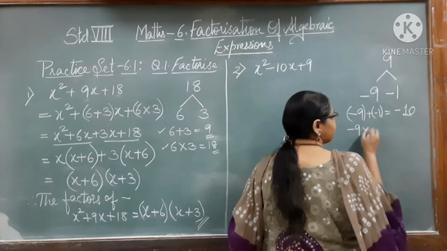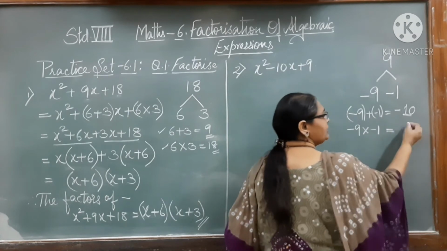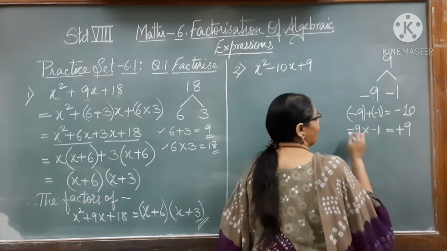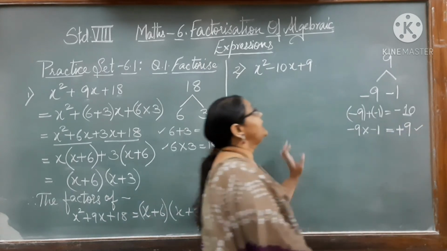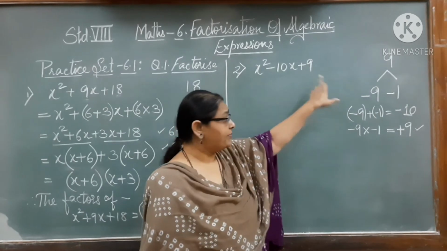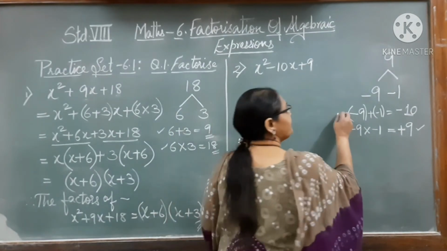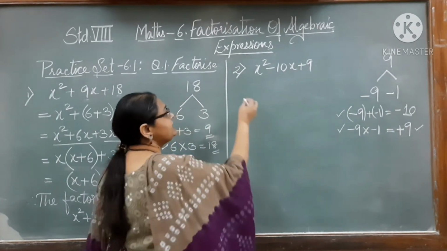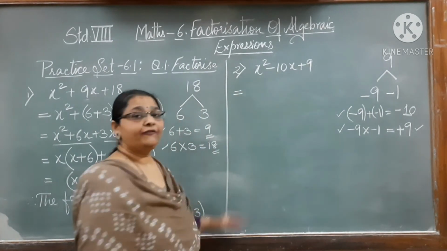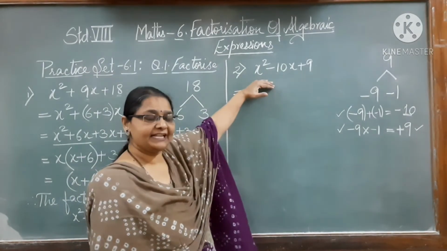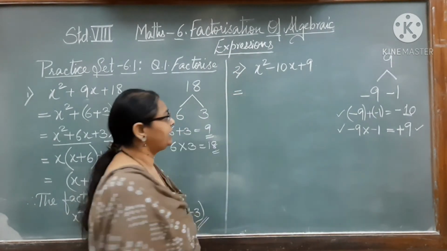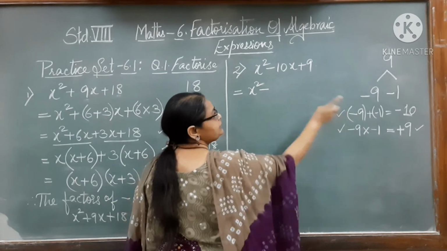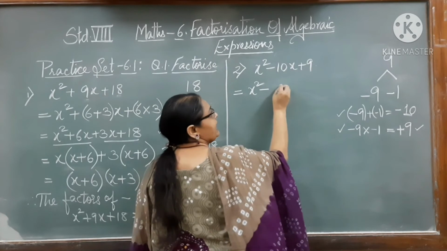Now let me see. Minus 9 multiplied by minus 1 is equal to 9. Minus into minus is plus. So I have also got the constant term 9 when I multiply the factors. So both the factors that I chose are correct. Let me now find out the factors. Factorize x squared minus 10x plus 9. So here x squared minus, I am going to use these two factors. So it is going to be minus 9.